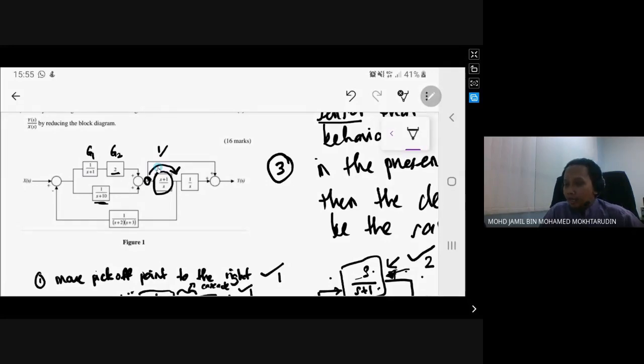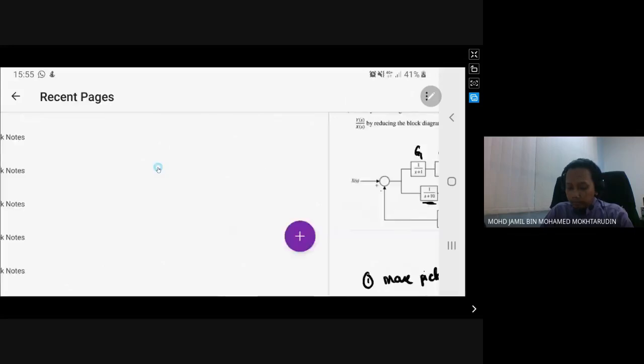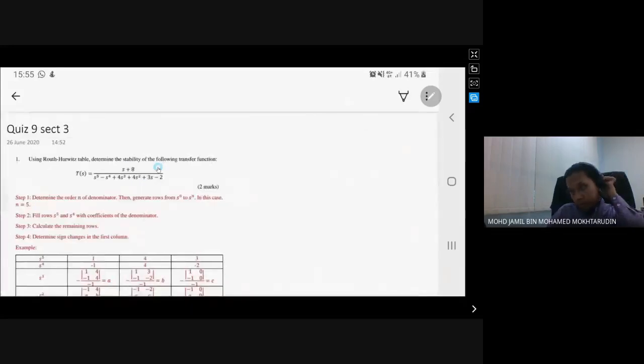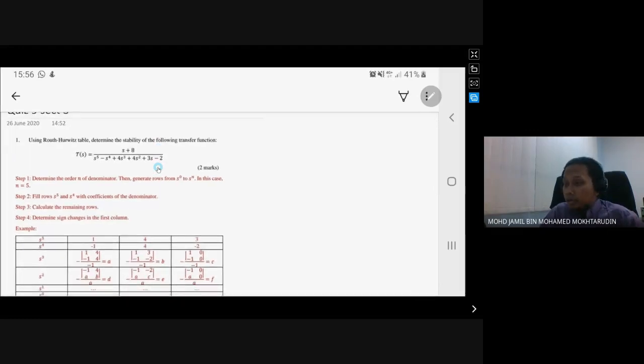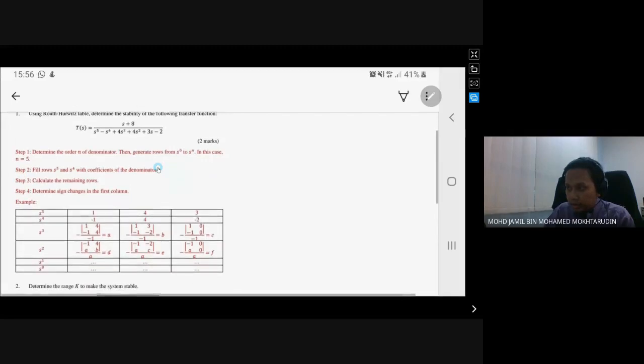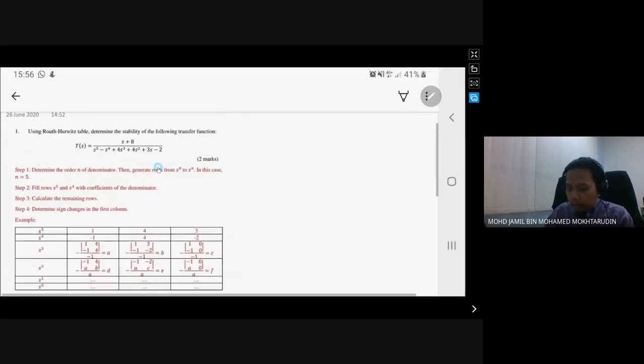Okay, so we move on to the next question, which is quiz number 9. Quiz 9 will be about Routh-Hurwitz criteria. So quiz 9.1: using Routh-Hurwitz table, determine the stability of the following transfer function. Okay, so you are given clues already, so you can follow the steps. First step is to determine the polynomial of the denominator. So here you are already given the polynomial.